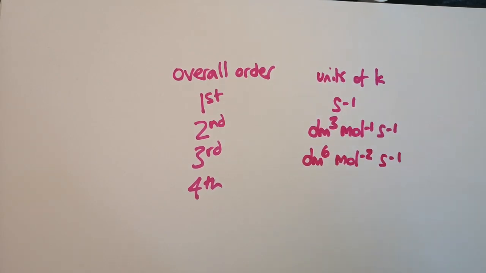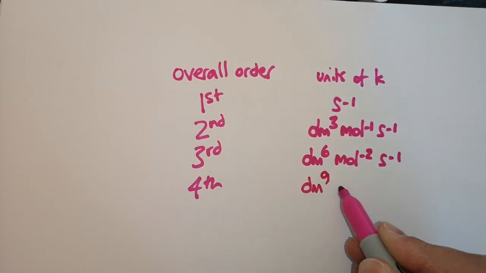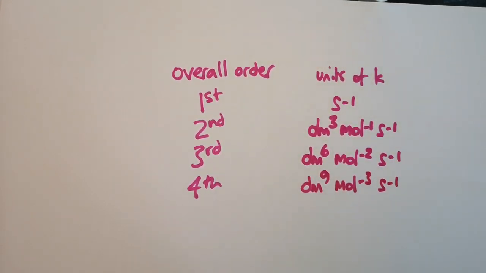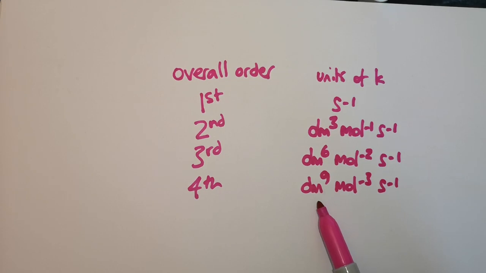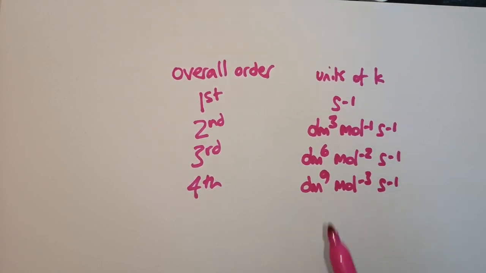And you might be able to start seeing the pattern. For a fourth overall order, it would be dm to the 9 moles to the minus 3 s to the minus 1. So what you should always look for is the fact that the index of the dm is a multiple of 3. So it should be 3 times as much as the index of the mole, and it should be the opposite. So mole to the -3, dm to the +9.